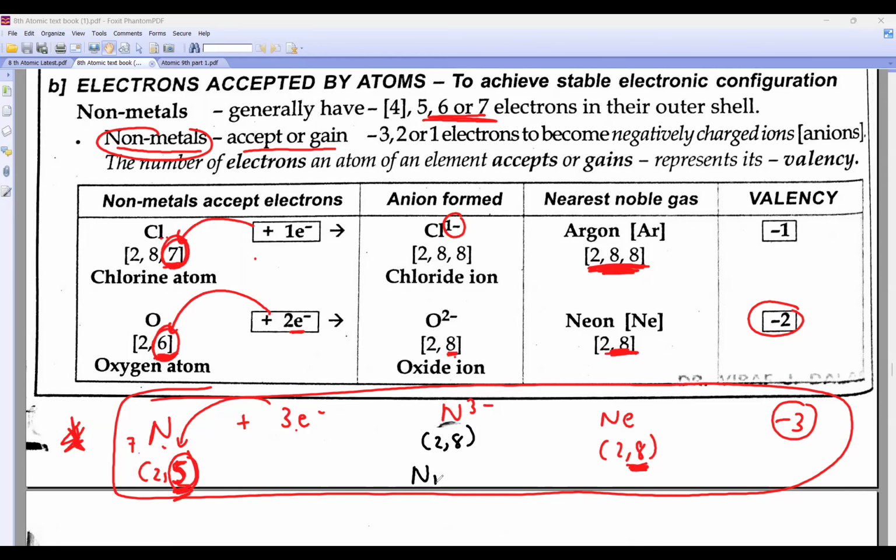This is known as nitride ion. Chlorine becomes chloride. Oxygen becomes oxide. Nitrogen becomes nitride. Nitride ion. Negative ions are known as what? Anion. Negative ions are anions, and cations are positive. I'll show you that also.